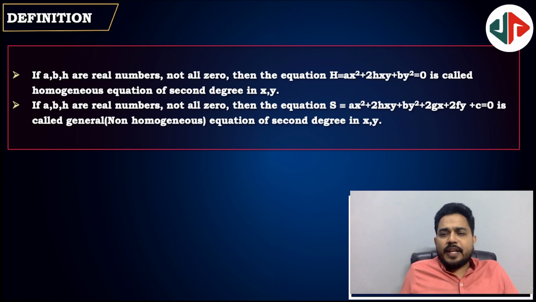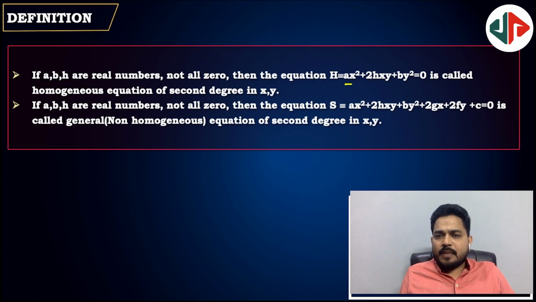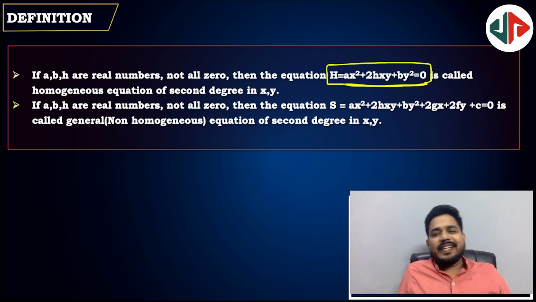Before getting into pair of lines, ax square plus 2hxy plus by square is equal to 0 is a homogeneous second degree equation. What is this? A, B, H are real numbers, not all zero. For example, if A, H, B are all 0, nothing will be there. So any one can be zero or any two can be zero, but not all three together. And the degree is second degree.